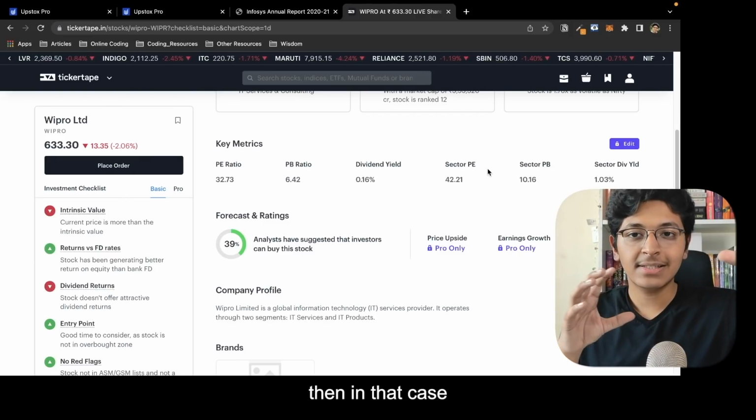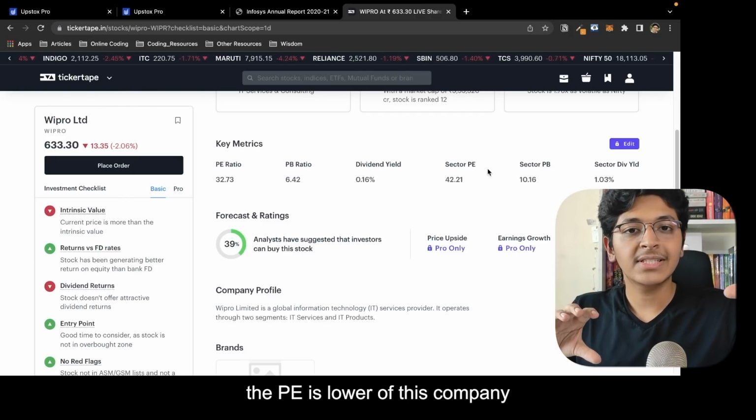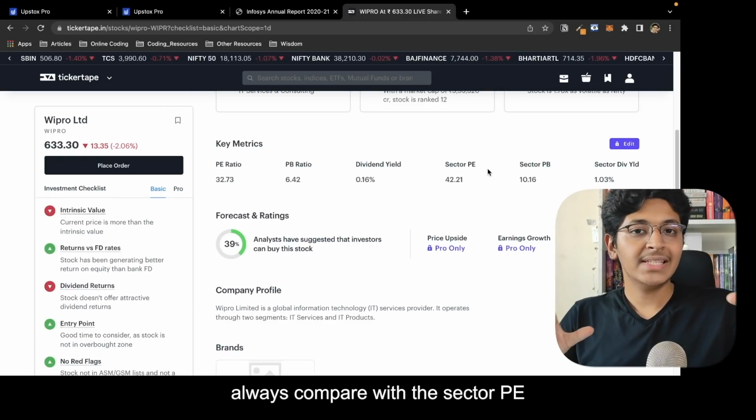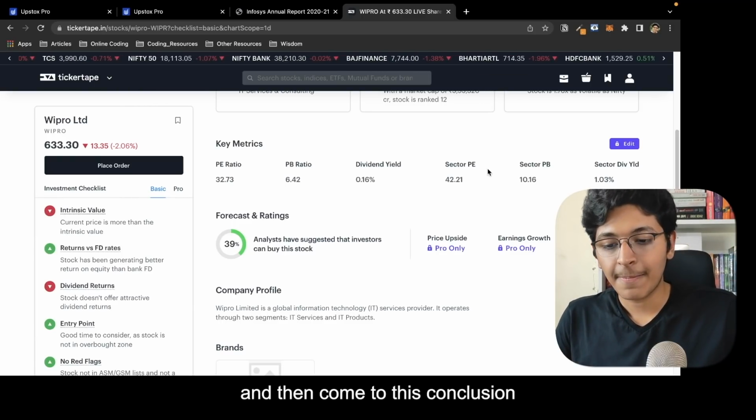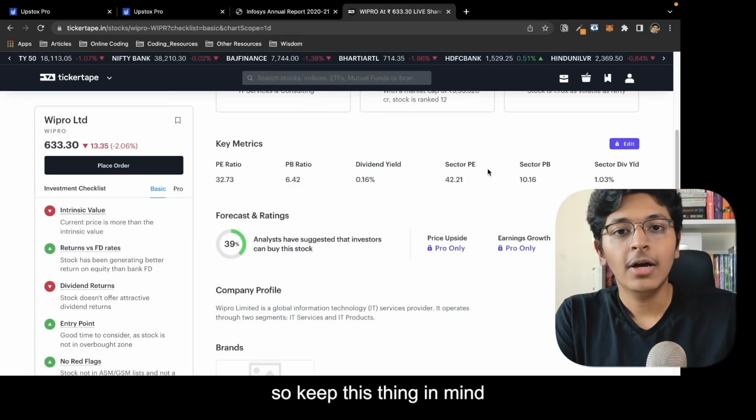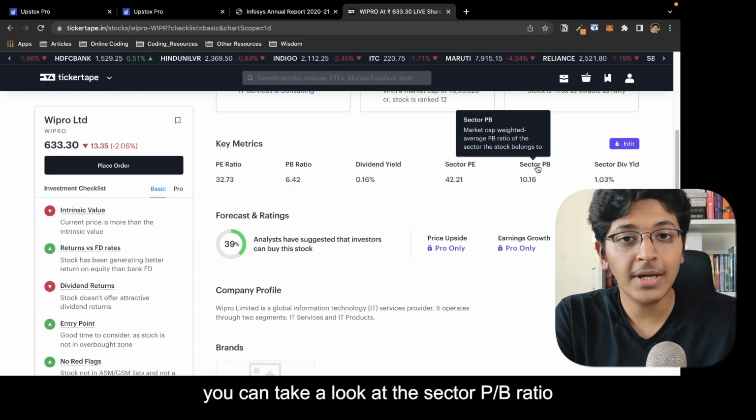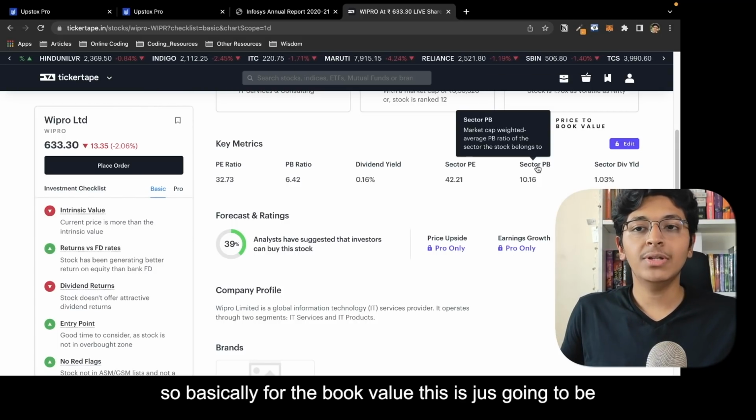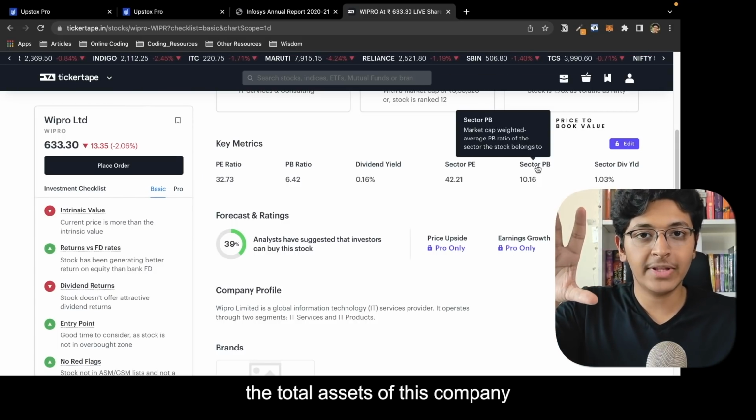Then in that case, the PE of this company is lower, which means that this can be a good buying opportunity for you. Always compare it with the sector PE and then come to a conclusion of whether it is a good thing or a bad thing. So keep this in mind. You can take a look at the sector PB ratio, which is just price to book value. So basically for the book value, this is just going to be the total assets of this company.